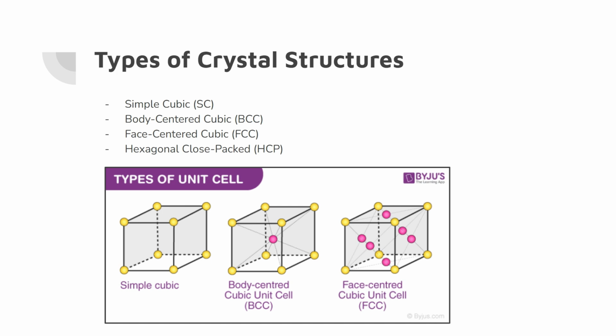So the types of crystal structures: we have SC, BCC, FCC, and HCP. Simple cubic, also known as SC, has atoms located only in the corners of the cube. It leads to low density. BCC has one atom in the center of the unit cell in addition to the atoms in the corners. FCC has atoms located in the corners and in the center of each face of the cube. HCP has its atoms packed in hexagonal layers, achieving high density and packing.